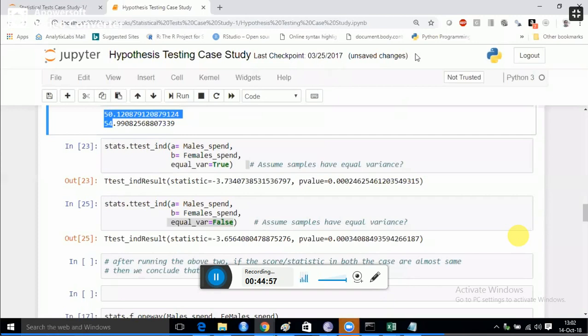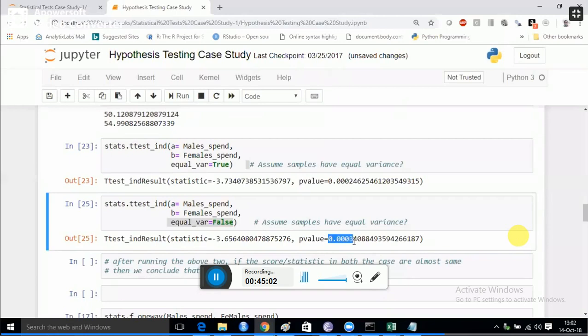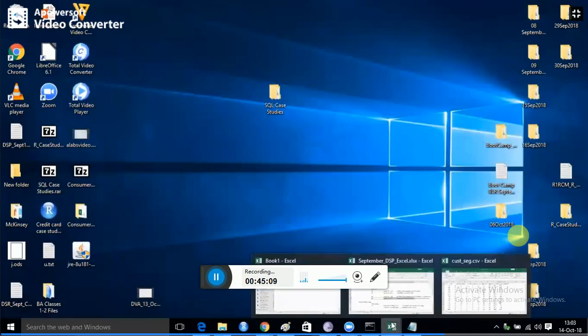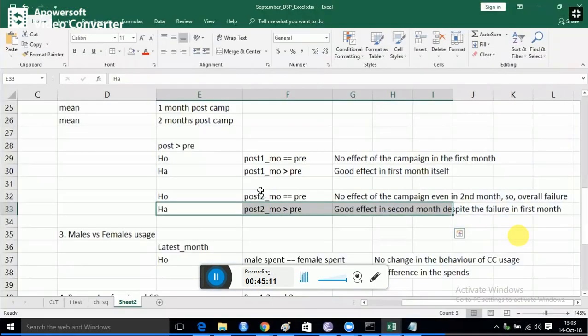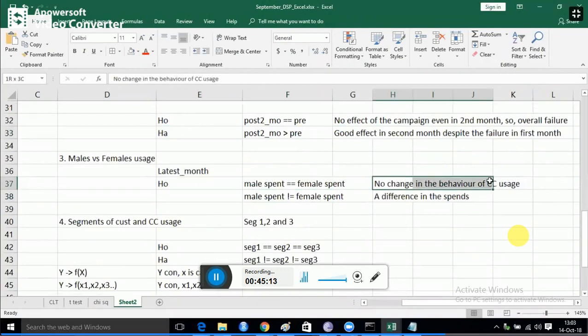Yeah. We'll reject the null hypothesis. You're absolutely correct. The p-value is very much low here, 0.00034. We will reject our null hypothesis. And what is our null hypothesis saying here? My null hypothesis says male spend equal to female spend, no change in the behavior of credit card usage. But the statistical test is telling me the other thing, that there is actually a huge difference between the way a male and female spend or use the credit card, right? That conclusion you have to write here.